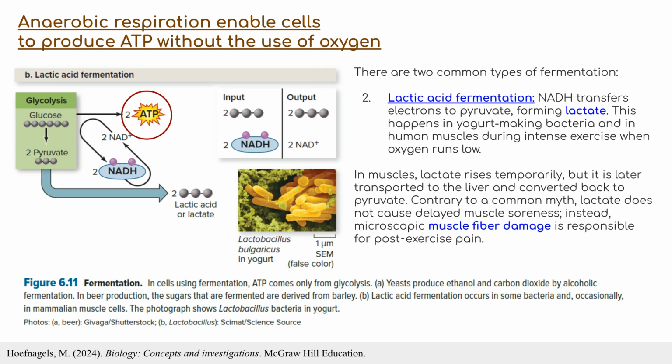When oxygen is not available, some cells use lactic acid fermentation to continue producing ATP. Glycolysis still occurs, producing 2 ATP per glucose molecule. Pyruvate is then converted into lactate, while NADH is converted back into NAD+. This regeneration allows glycolysis to continue. Lactic acid fermentation occurs in some bacteria and in human muscle cells during intense exercise, when oxygen supply cannot meet energy demand.